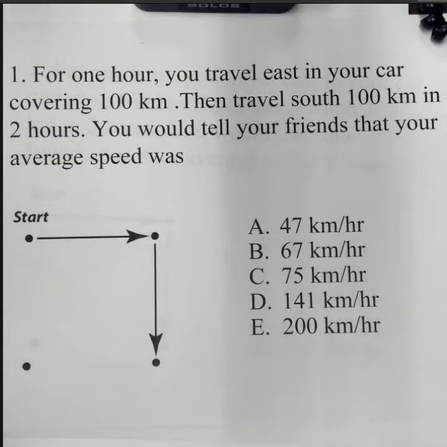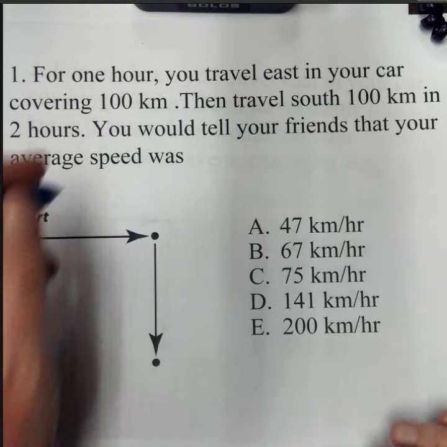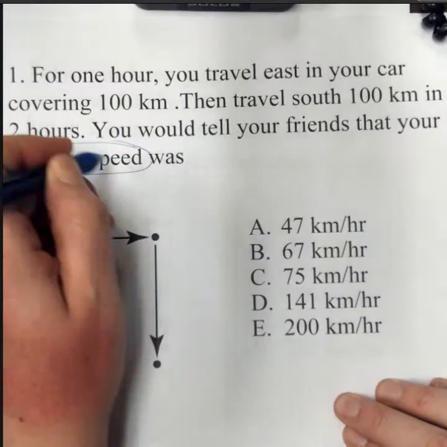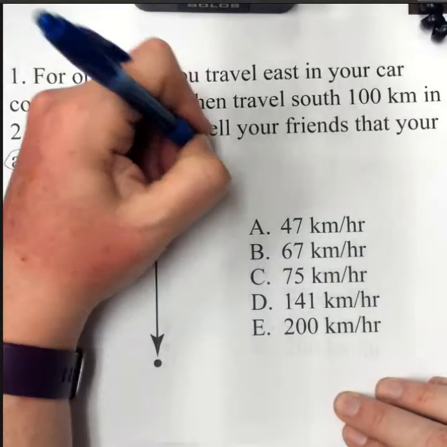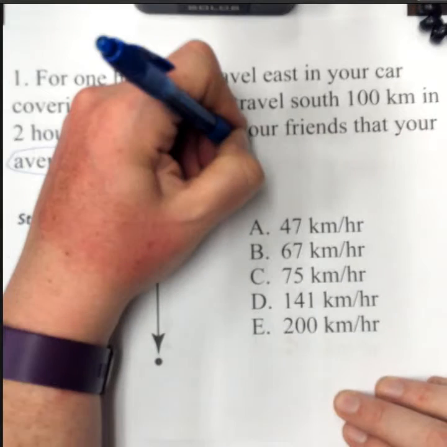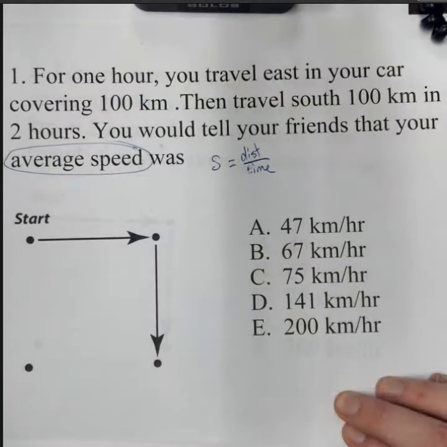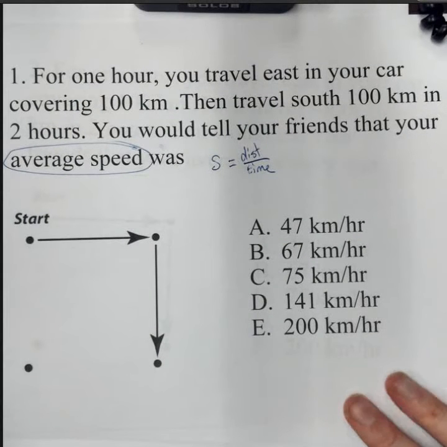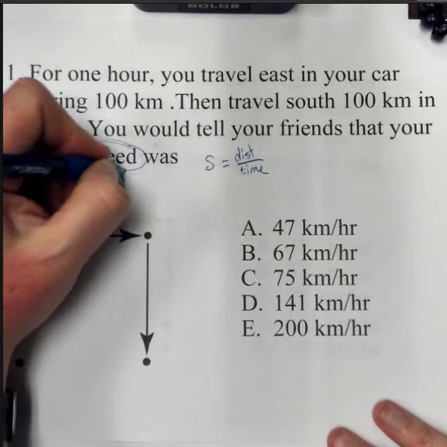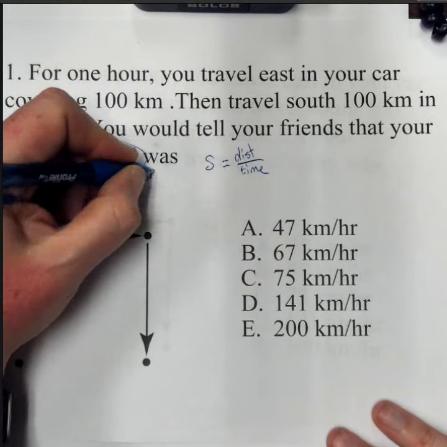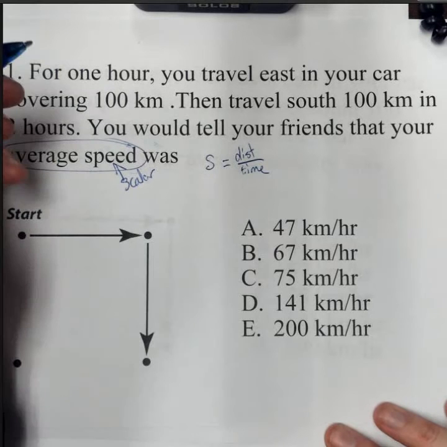D, or E. Alright, well the first thing that we want to take a look at is what we're looking for. We want average speed. Alright, and speed is distance over time. So in this case we're looking at simple scalar addition because speed is a scalar quantity. So direction doesn't really matter.